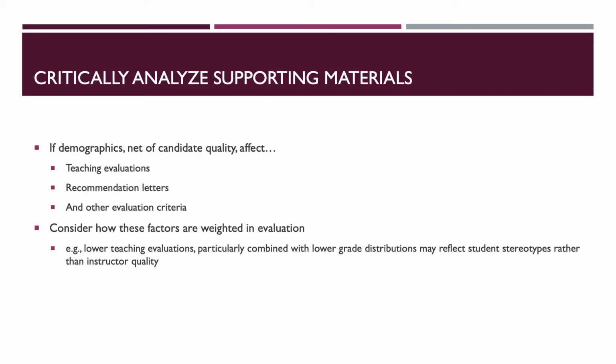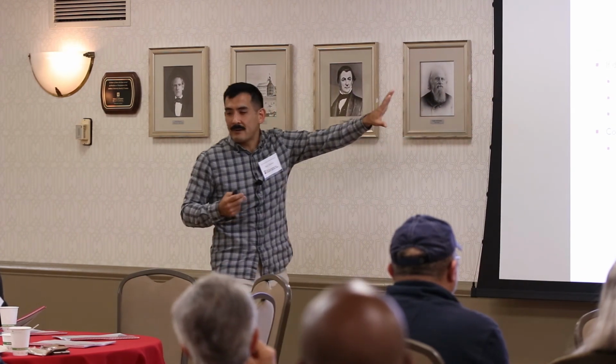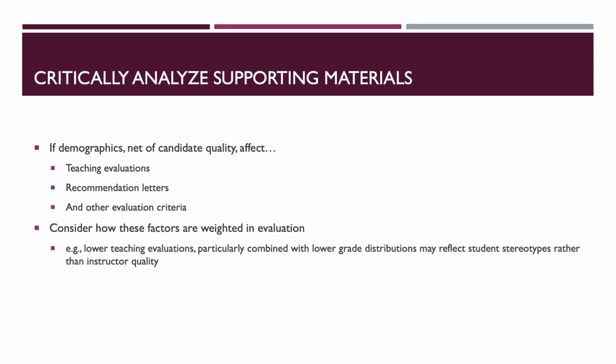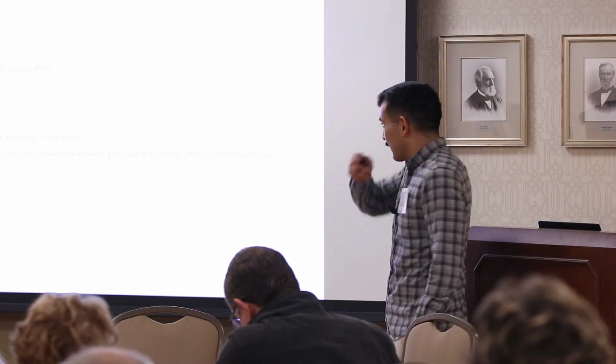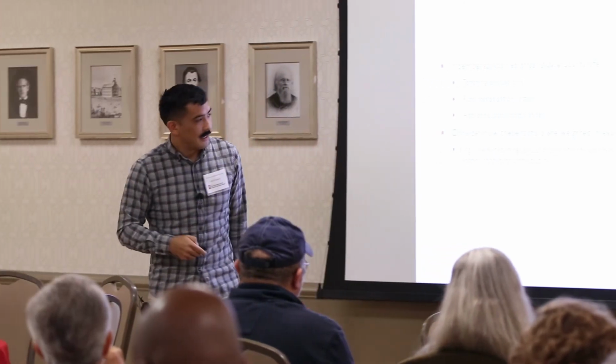Okay, and then, this is a very simple one, but just critically analyzing the materials that you're using, based on what we all know in terms of how bias and stereotypes can affect teaching evaluations, recommendation letters, and so forth, right? So just being cognizant that demographic characteristics could affect people's materials in ways that we know of because of research, right? Again, if you're looking at someone's teaching evaluations and you notice that the worst students tend to score the female candidate worse, well, maybe there could be something going on with bias there, right? And so, consider how these factors are weighed into the evaluation, knowing that bias could have affected the results.